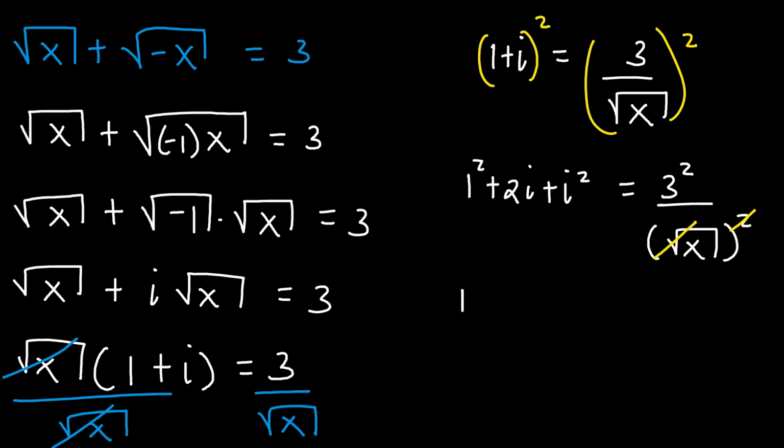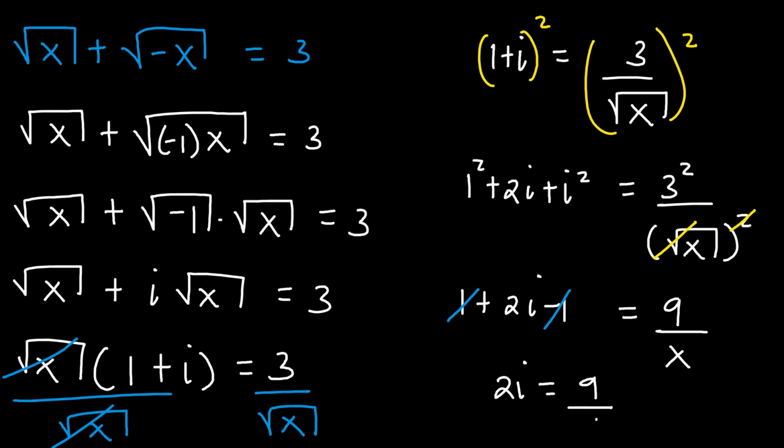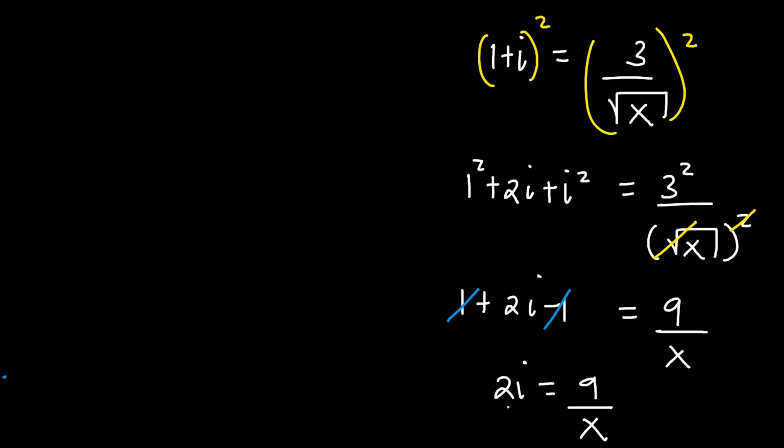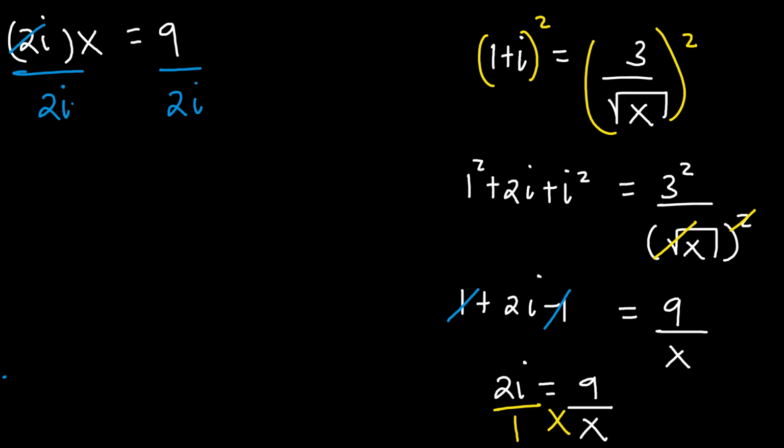So we shall have 1 plus 2i minus 1 equaling 3 to the power of 2, which is 9, divided by x. This one will also cancel with that. And so we shall remain with 2i equaling 9 divided by x. And if we cross multiply, we shall have 2i times x equaling 9. And at this point we can divide both sides by 2i. This will cancel with that, and so we shall have x equaling 9 divided by 2i.